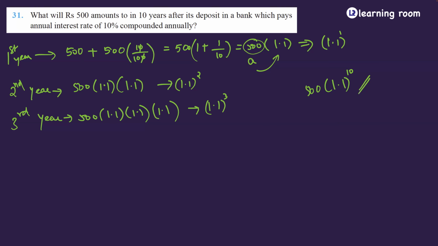But did you understand the logic? Those values are available online. Did you understand the logic? Like this only they're given? Okay. So 500 into 1.1 raised to the power 10.